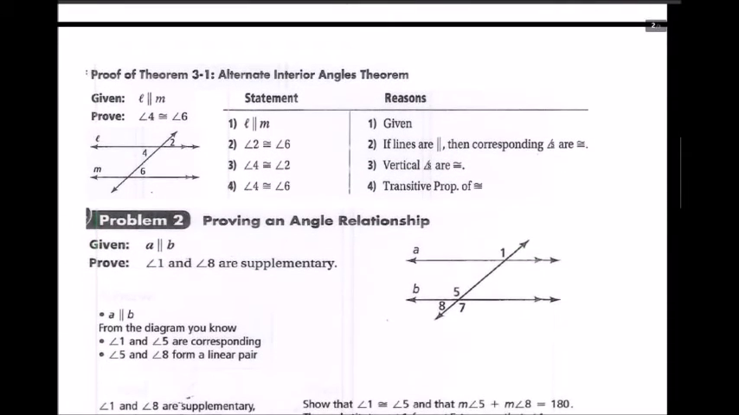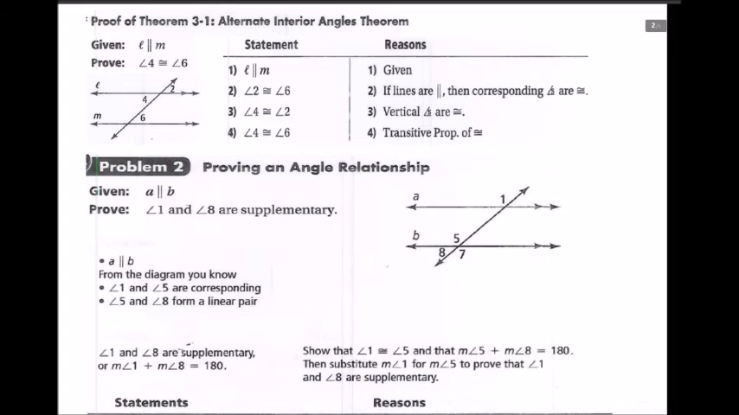Let's take a look at the proof of the alternate interior angles theorem. So what are we given? We always look at our given. We are given that line L is parallel to line M. So there's our parallel marks. We know that those are parallel. We want to prove that angle 4 is congruent to angle 6. Okay, we can do that. So what do we have here? Let's go through our diagram.